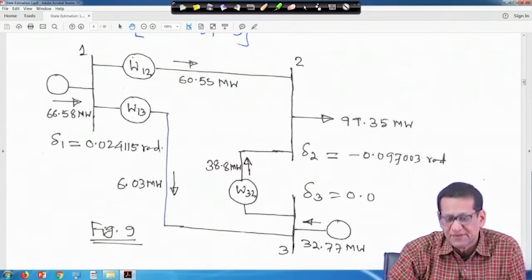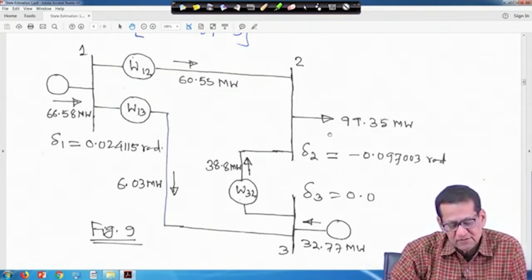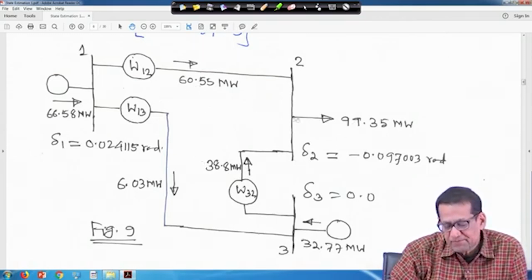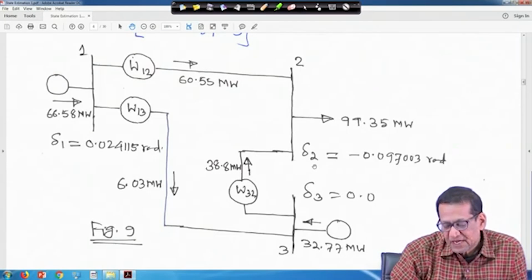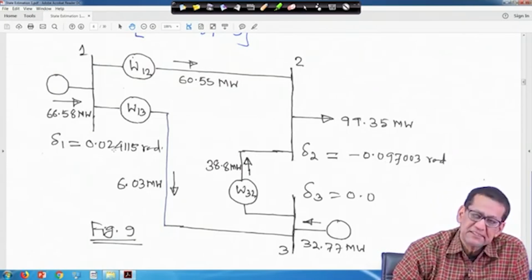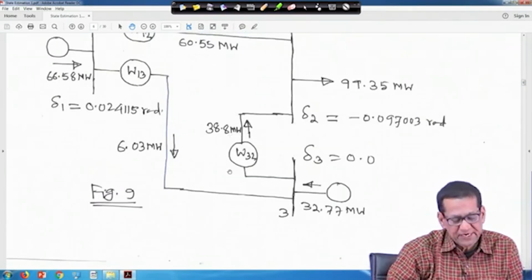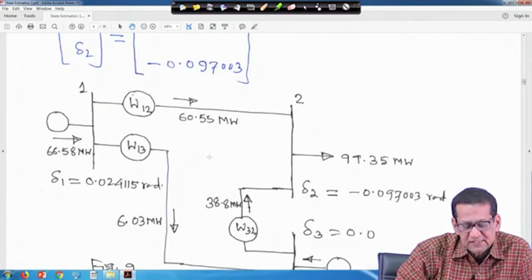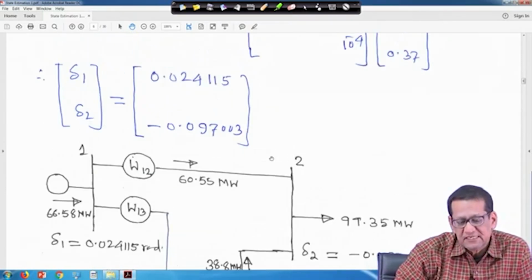So, it is coming 6.03 and similarly W32 according to these calculations is 38.8 megawatt. So, similarly you can find out your total, 60.55 and this side 38.8. So, it will become 99.35 megawatt, right, and delta 2 is equal to this much and delta 1 estimated is this much, that we have done. And similarly here 6.03 is coming and 32.77 is coming. So, it is 38.8 megawatt, right. So, this shows how one can estimate the angles delta 1 and delta 2.